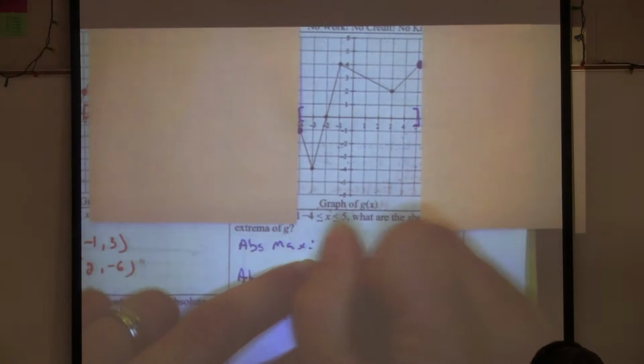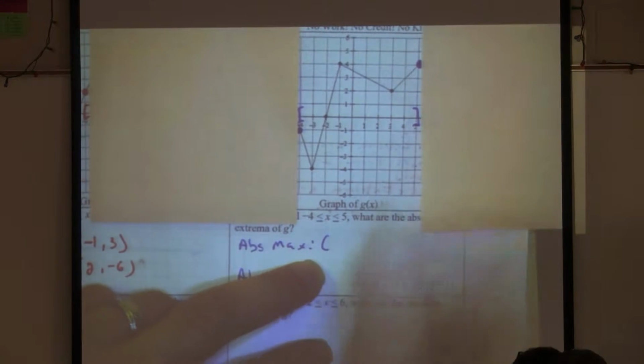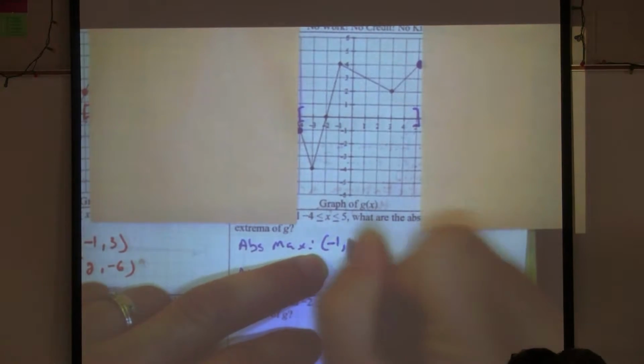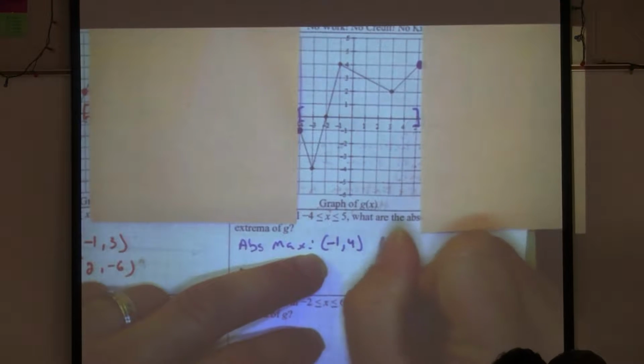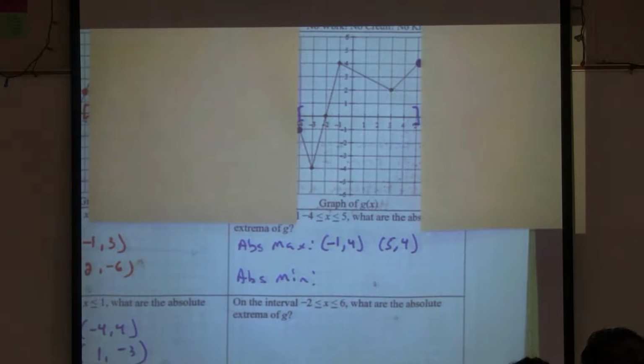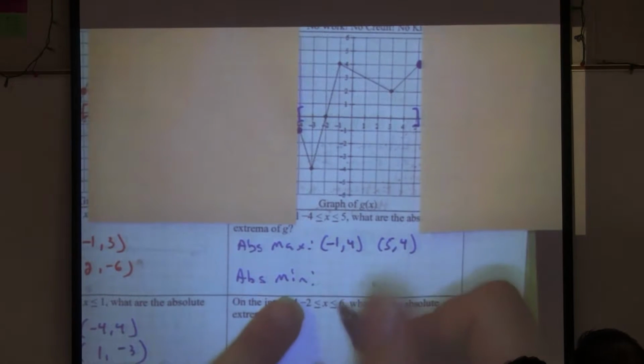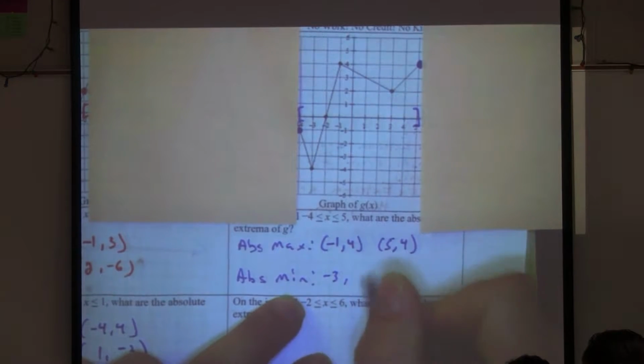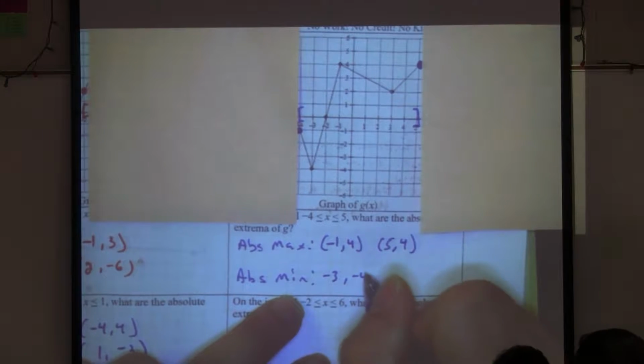What's the big deal? So what would they be? Negative 1, 4, and 5, 4. Okay, what would my absolute min be? Negative 3, negative 4.